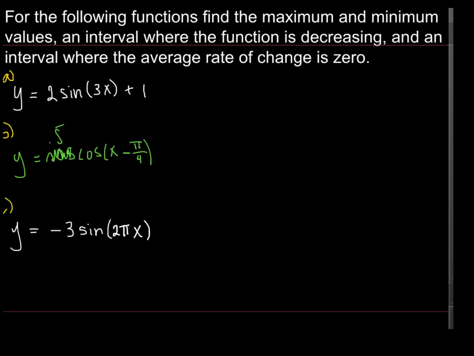You want to find the maximum and minimum values, an interval where the function is decreasing, and an interval where the average rate of change is 0. Just for a second, think about how many of these things you should be able to figure out without graphing.